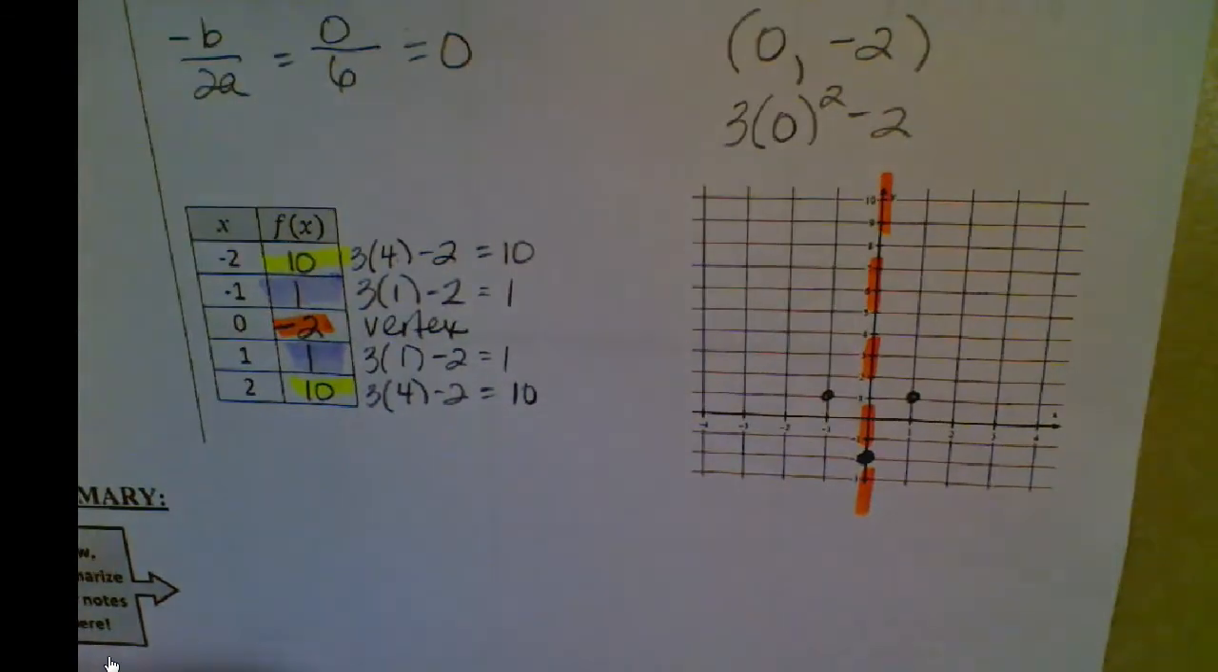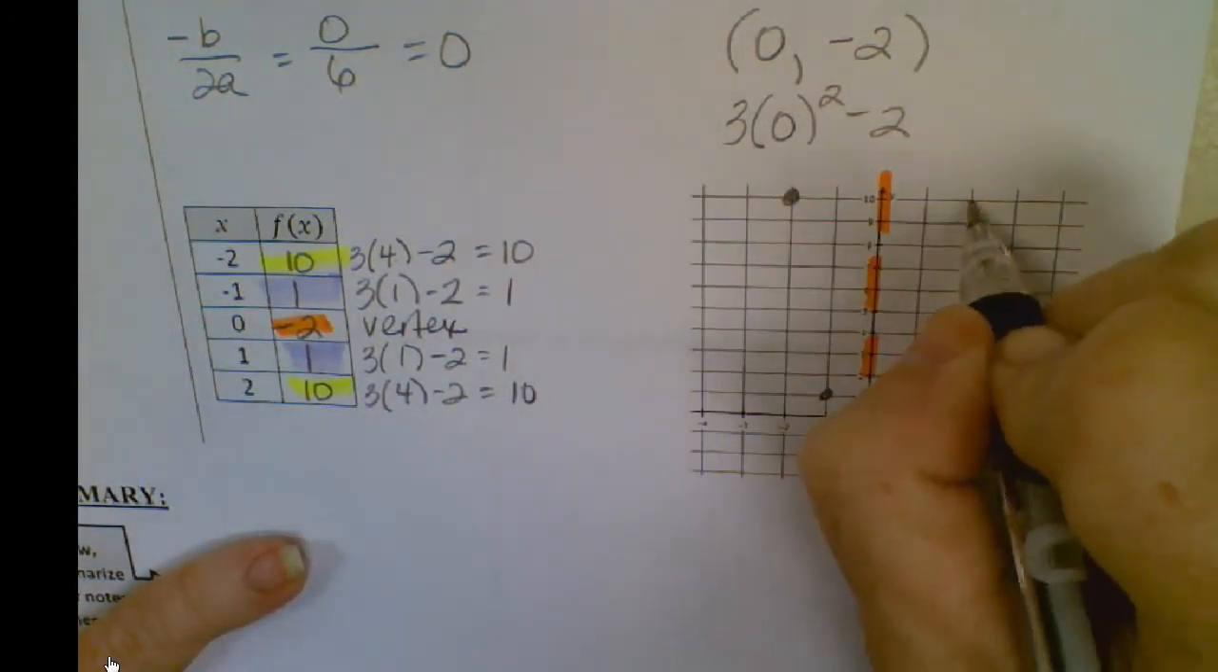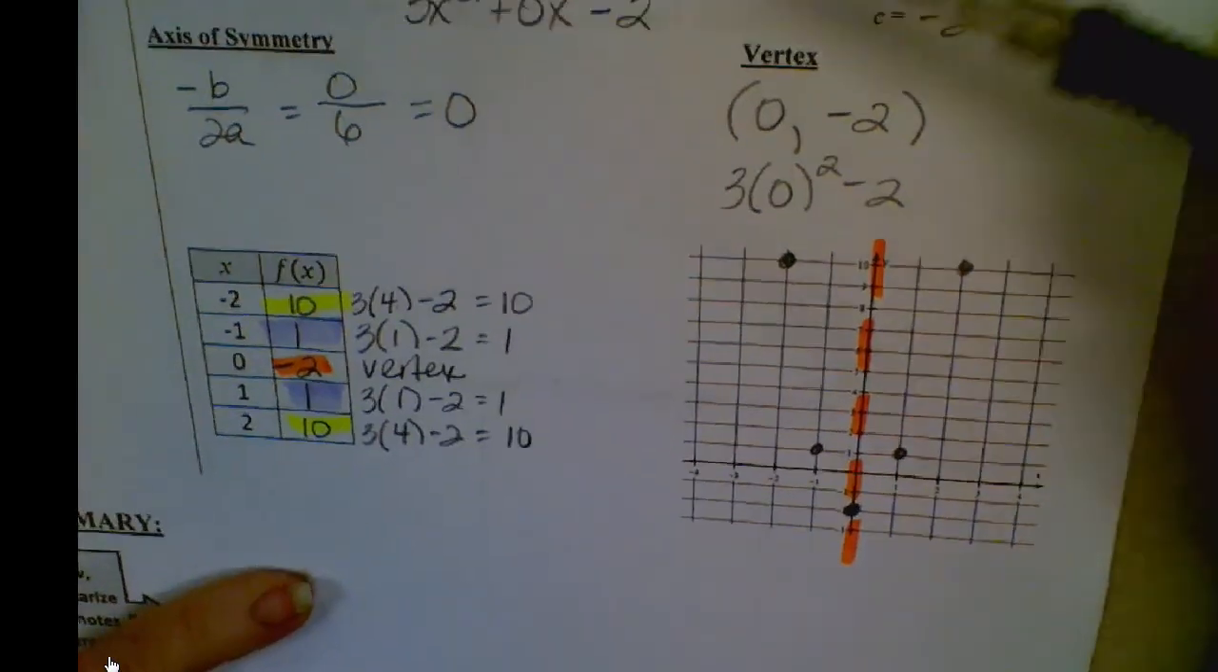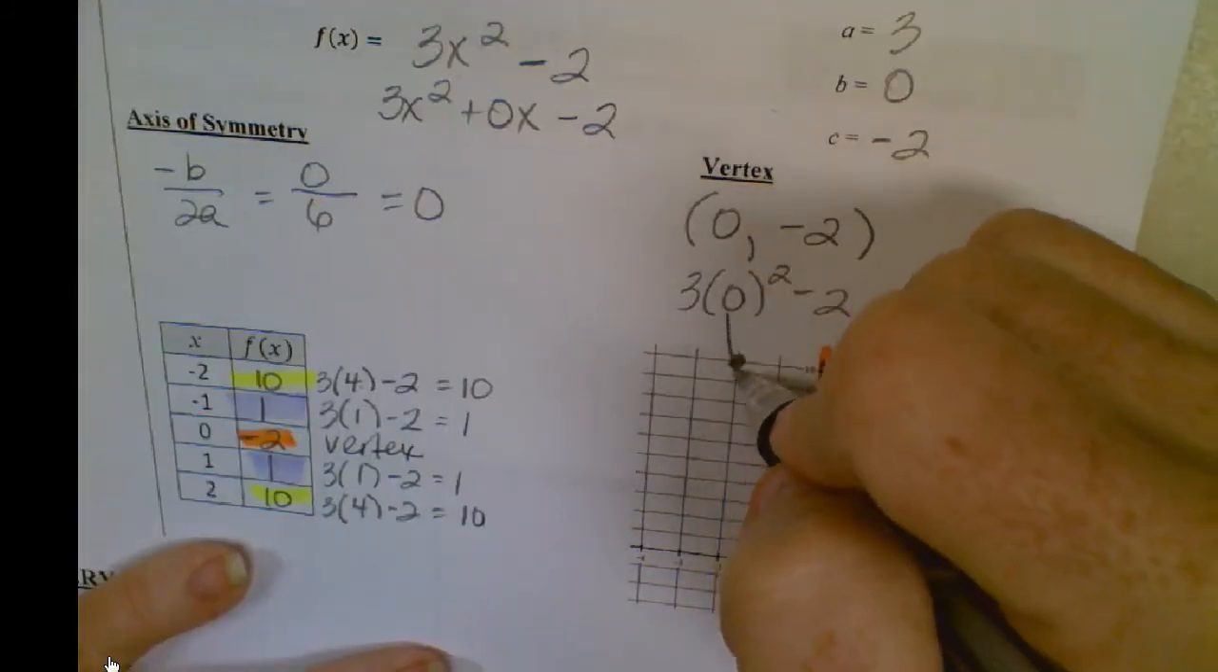Okay, so let's go ahead and finish graphing that. So we have negative 2, 10, and 2, 10. And we know it's a right side up parabola because our a value is positive, and it's going to look just like that.